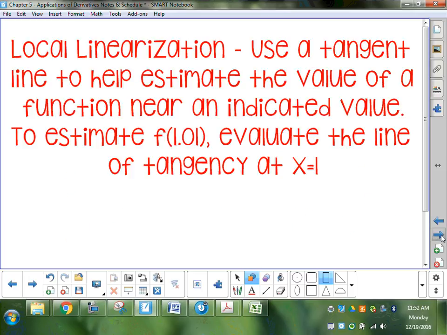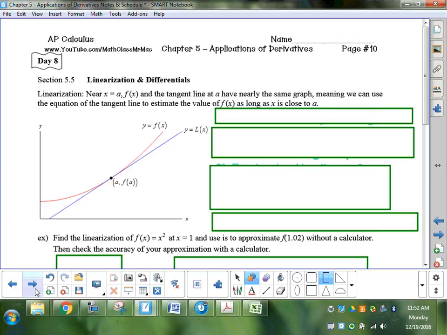Local linearization tells us we can use a tangent line to approximate a function as long as we pick a sufficiently close value to get the equation of the tangent. So I might not know what the function is doing, but I can zoom in and give something really, really close.